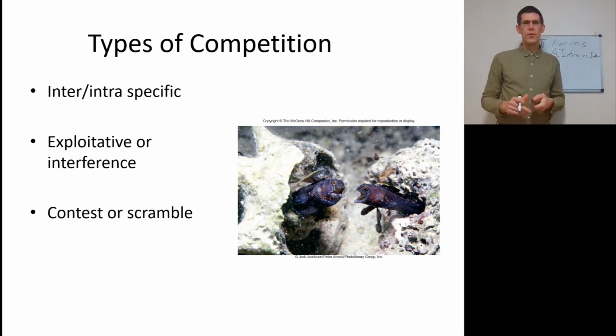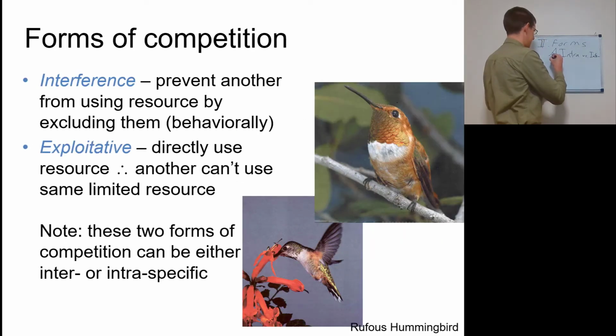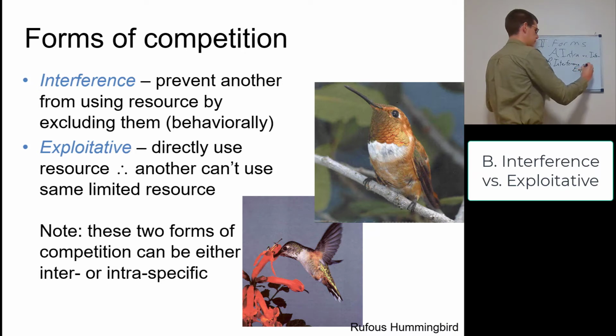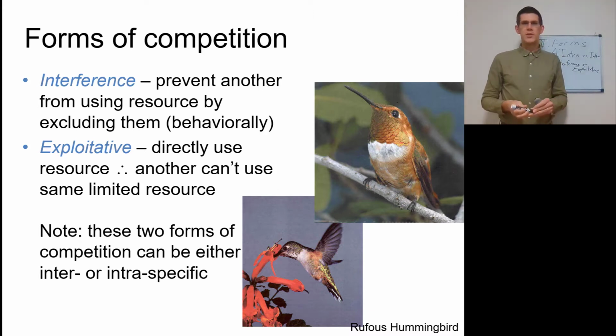We also have exploitative or interference competition. Interference competition is to prevent another from using the resource by excluding them using behavior. So that's going to be a direct assault on the other one to keep it from using it. And exploitative competition is to directly use the resource so that another can't use that same limited resource. Essentially, you're better at using it than something else. So these two forms can be either inter or intraspecific.